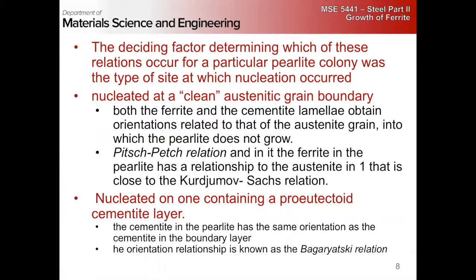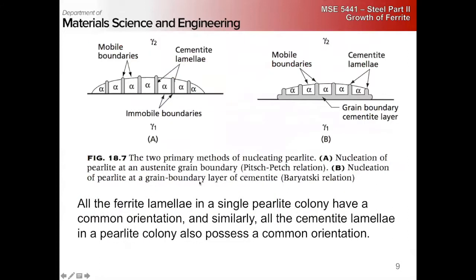So basically, it's all down to where nucleation occurred, right? Again, if we nucleated on a clean austenite grain boundary, we get this pitch-patch. If we have one that has proeutectoid cementite, the cementite in the pearlite is going to have the same orientation as the cementite in the boundary layer, right? And this pitch-patch is very close to Kurdjumov-Sachs. Right? Kurdjumov-Sachs keeps coming up again and again and again.